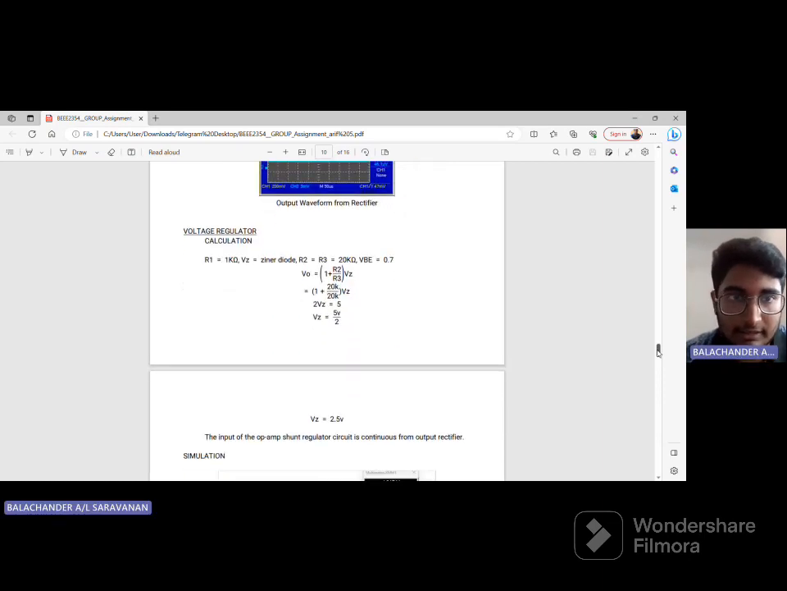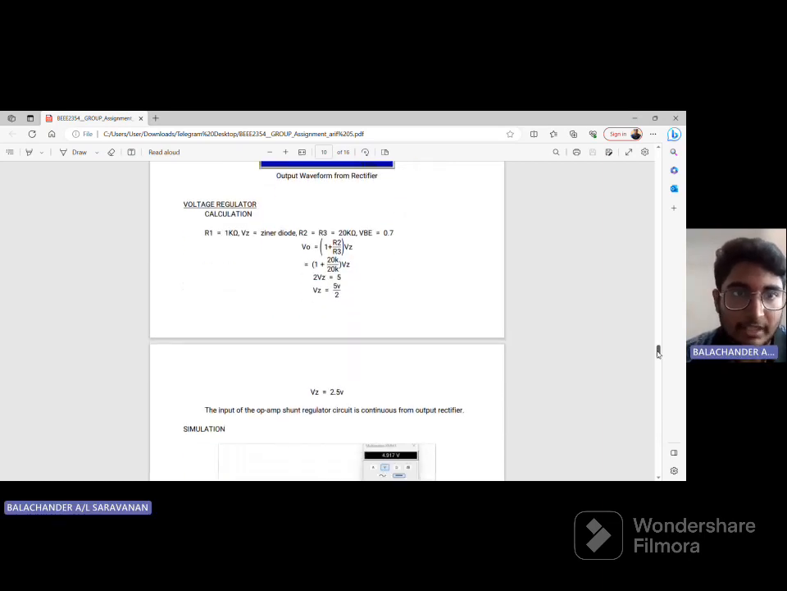So my next part is the voltage regulator. First I explain about the voltage regulator. A voltage regulator is a circuit that creates and maintains a fixed output voltage, irrespective of changes to the input voltage or load conditions. So here we can see the calculation that I did for my circuit.